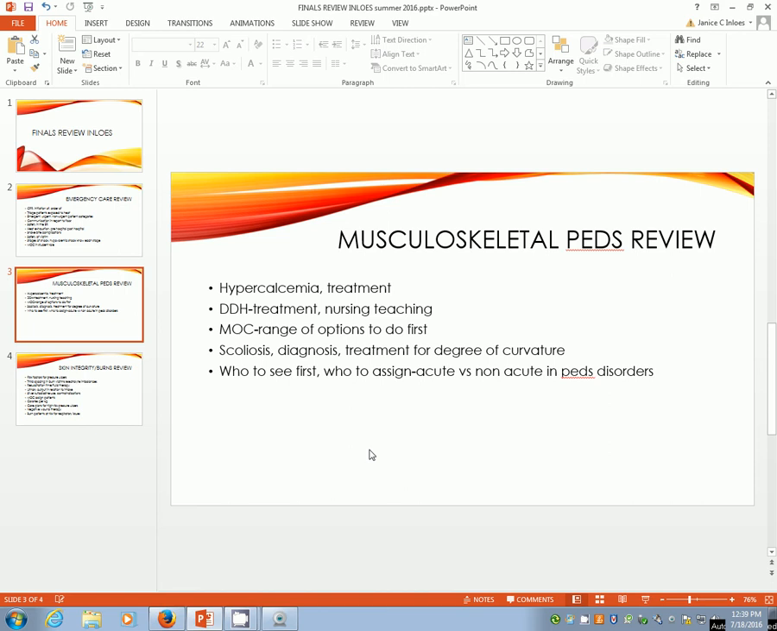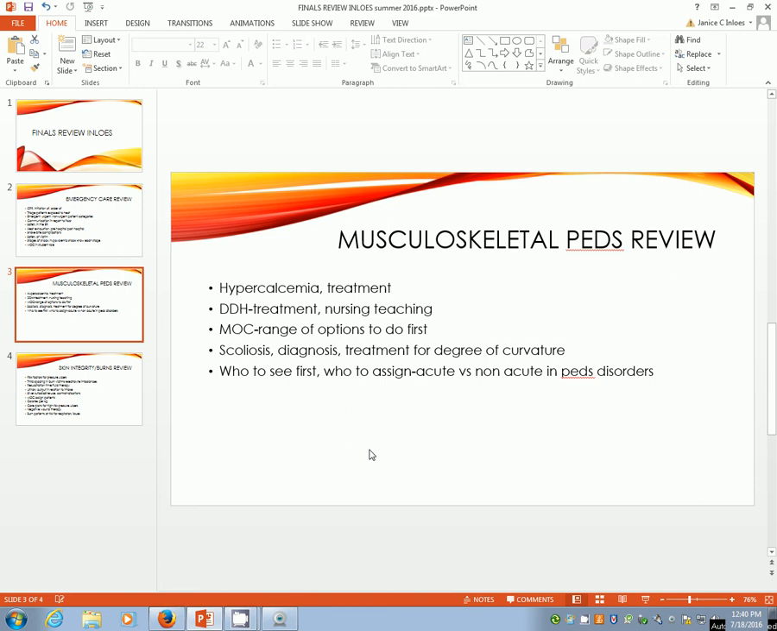You're going to have several questions on management of care, ranges of options to do first. That also goes with who to see first, who to assign to who. So you're going to have to know the disorders, which ones are life-threatening and which ones are not so much life-threatening, so that you would know who to see first and who to assign.